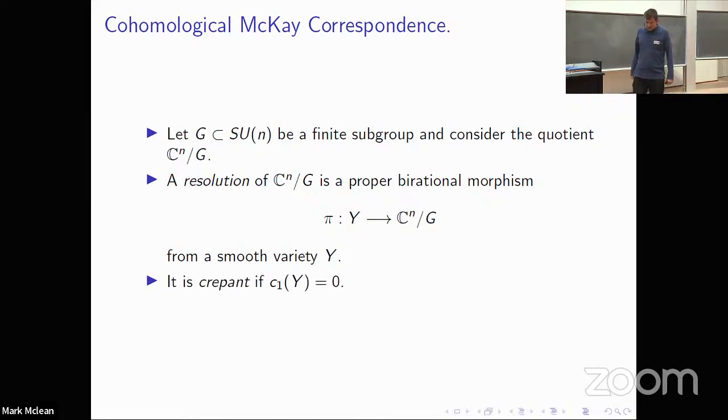I'm going to look at a special kind of resolution called a crepant resolution, and that's where the first Chern class of Y is 0. So another way of saying this is, it's a smooth variety, so you take the highest wedge power of its tangent space and require that line bundle to be trivial, or equivalent. Okay, so that's the initial data.